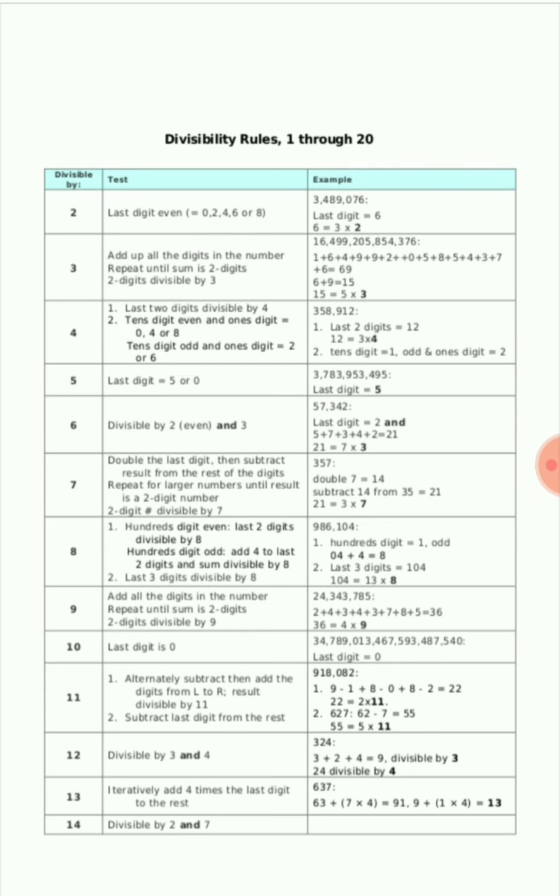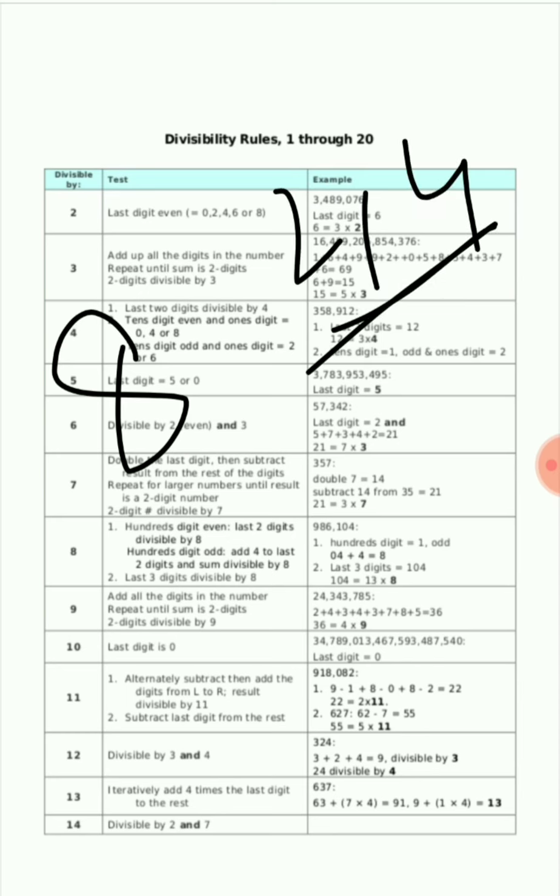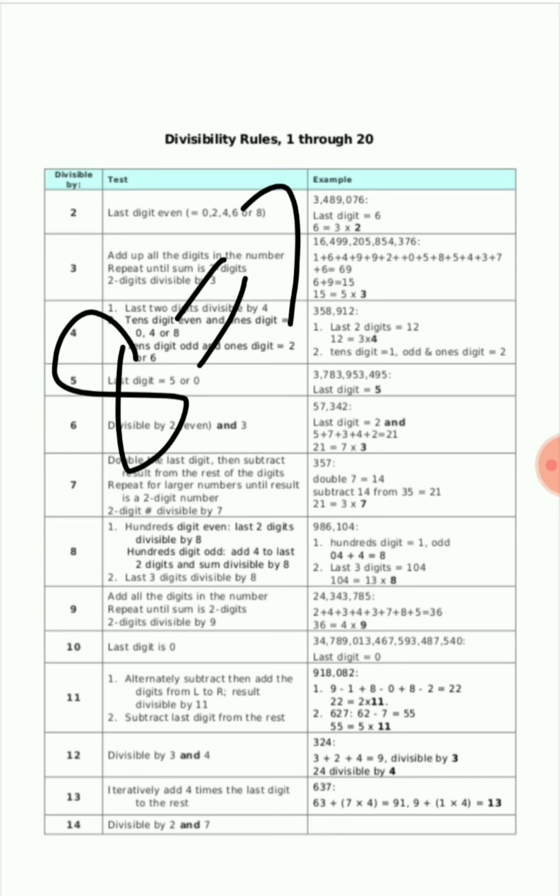Next we check the divisibility rule by 8. Is 8 a prime number? No, because 8 has factors other than 1 and 8. What are the factors other than 1 and 8? The factors are 2 and 4. So it is not a prime number. We can write 8 is equal to 2 cube.